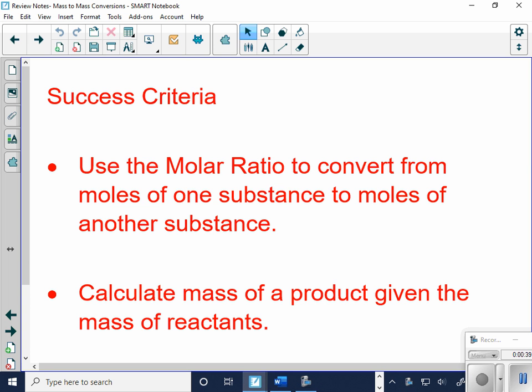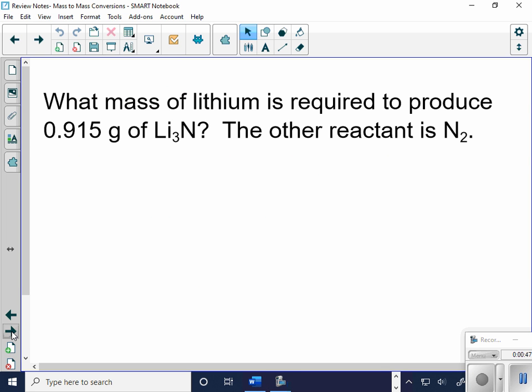So this is what we call mass-to-mass reactions. Here is our very first example, so go ahead and copy this into your notes. The question states, what mass of lithium is required to produce 0.915 grams of lithium nitride? The other reactant is nitrogen. Now, this is really nice because they give you everything that you need for this particular equation.